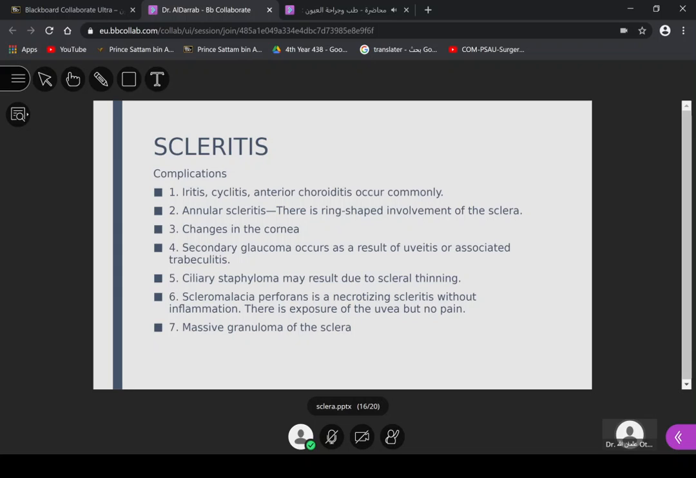Scleritis complications: iritis, which is inflammation of the iris; cyclitis, which is inflammation of the ciliary body; choroiditis, which is inflammation of the choroid; annular scleritis, a ring-shaped involvement of the sclera; changes in the cornea; secondary glaucoma can happen as a result of uveitis, which is inflammation of the uvea; and ciliary staphyloma, which is scleral thinning like the one we mentioned.